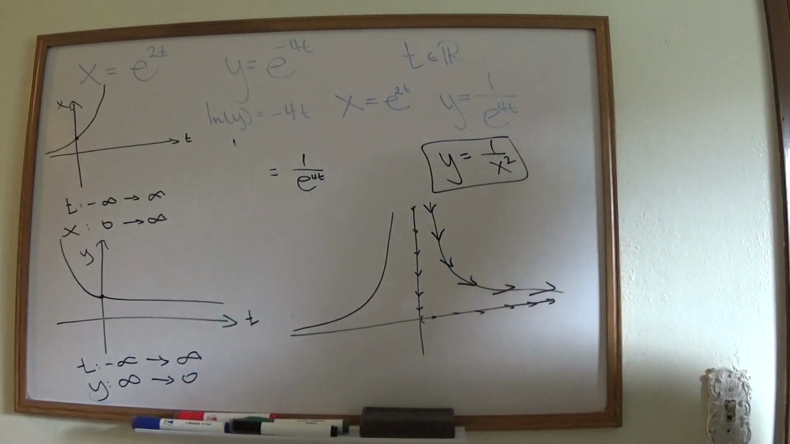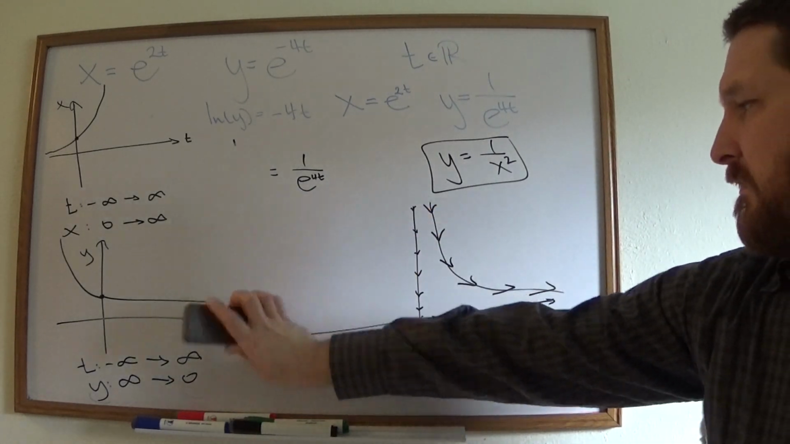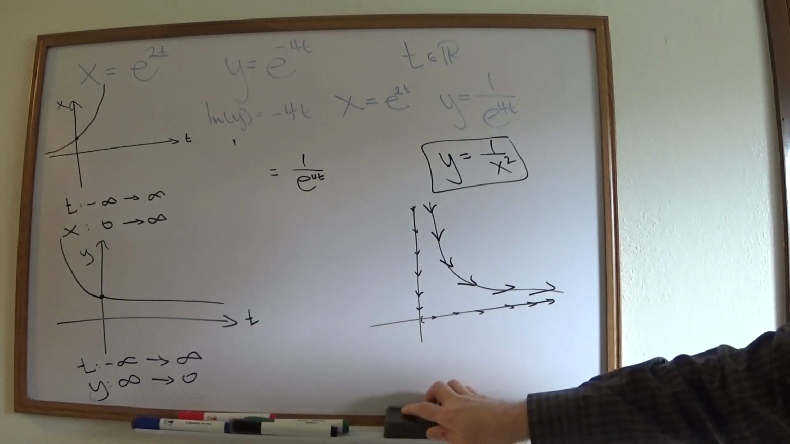It should be that one. This guy is not part of the graph. Alright, so we got those?